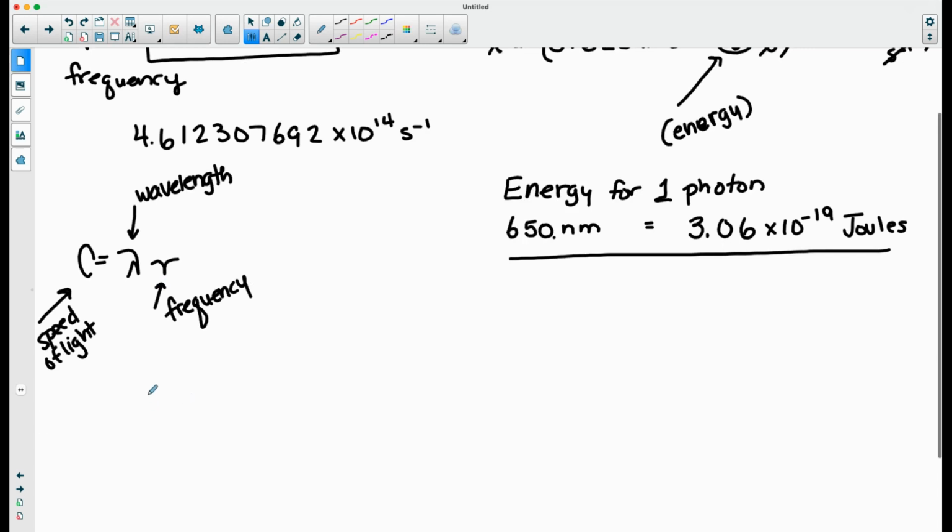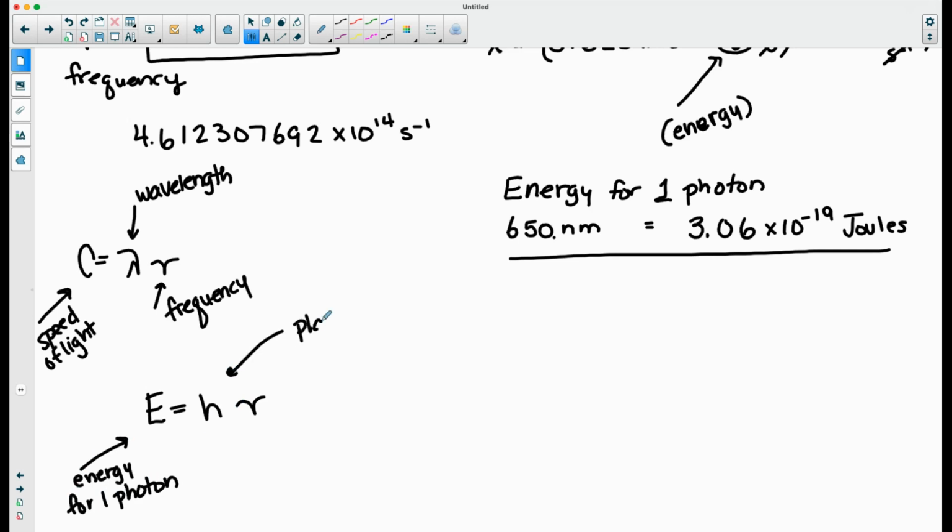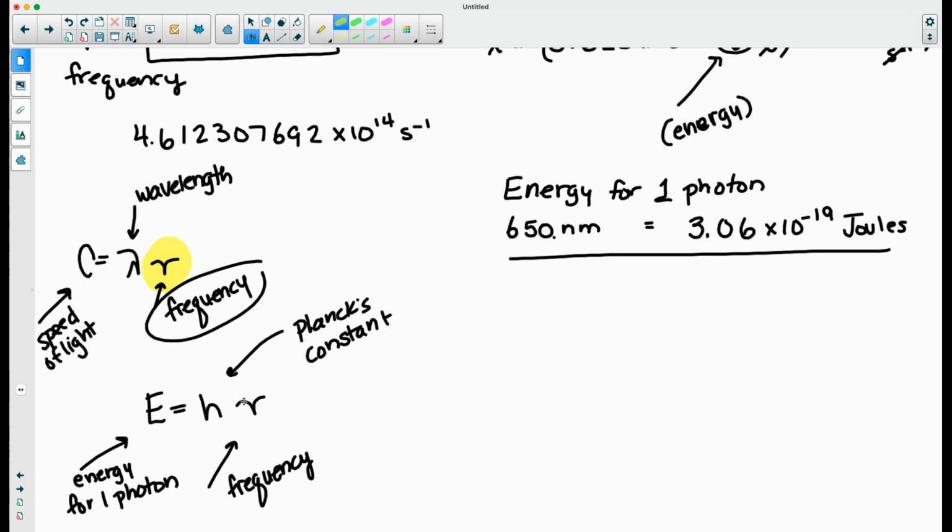Then we also know that E equals h nu, where E is the energy for one photon, h is Planck's constant, and nu is the frequency. So we plug the frequency that we found in here, and now we just need Planck's constant in order to get the energy for that single photon.